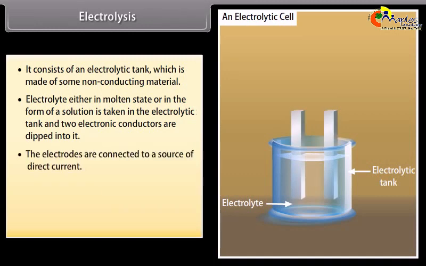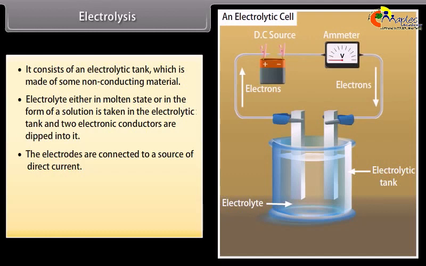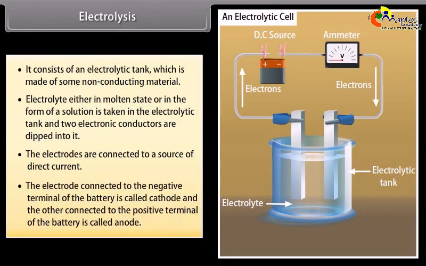The electrodes are connected to a source of direct current. The electrode connected to the negative terminal of the battery is called cathode, and the other connected to the positive terminal of the battery is called anode.